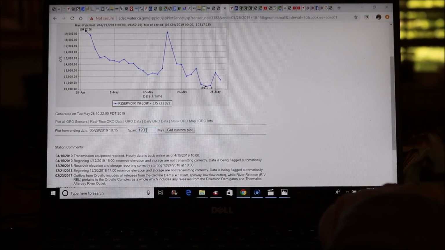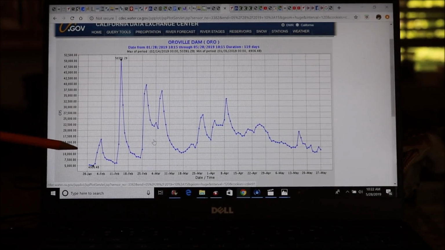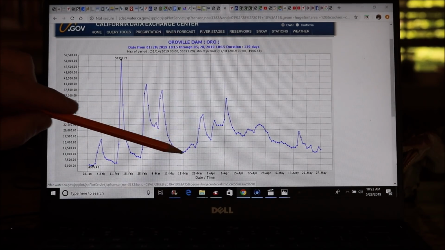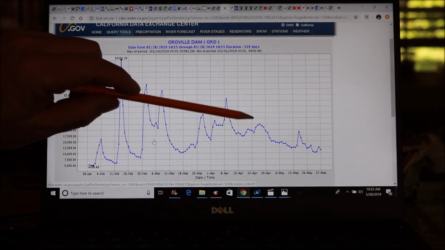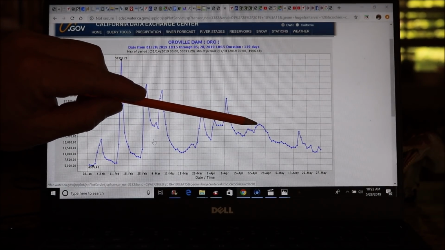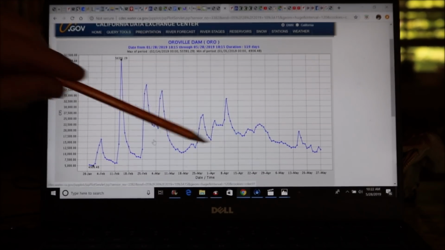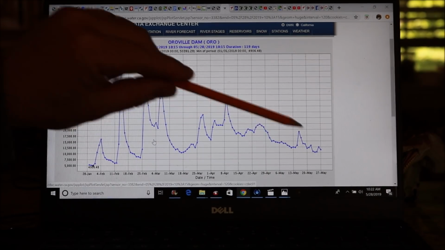Let's go back 120 days. Look at the whole rain season. You can see the inflows peak out in February, where we get the most of our rain. And then here we are at the end of April, no precipitation occurring, yet the peak snowmelt peaking out here towards the end of April and then tapering off significantly. And then the last bit of rain we've had here in May.